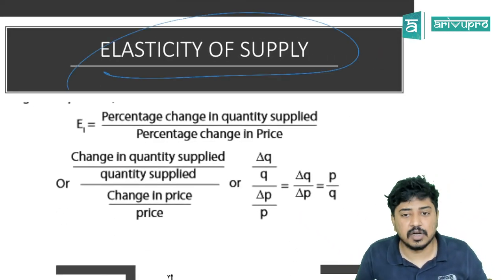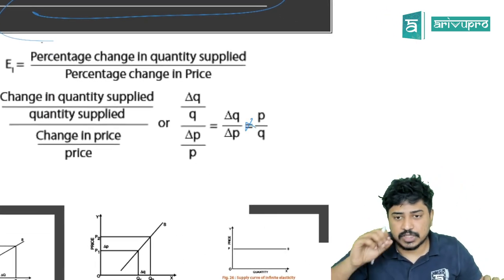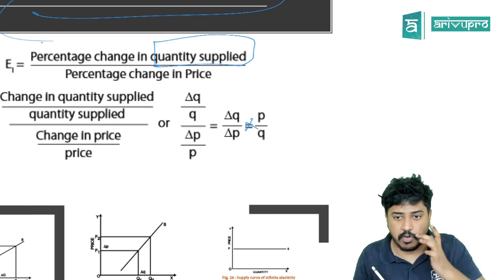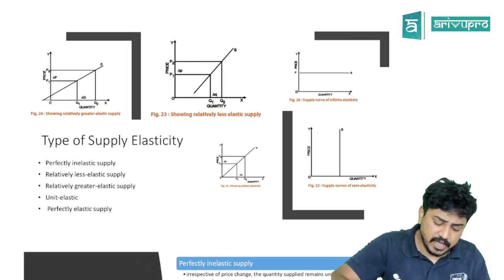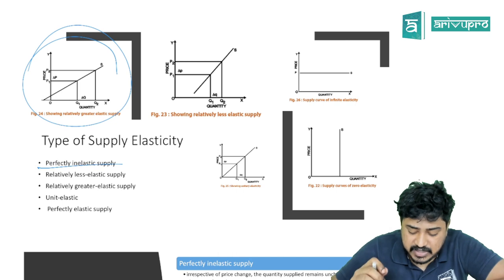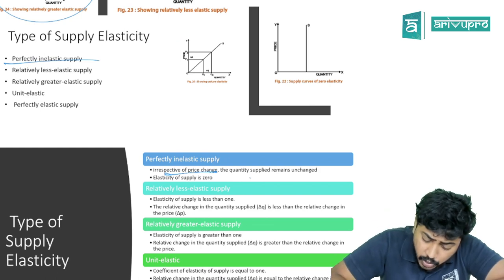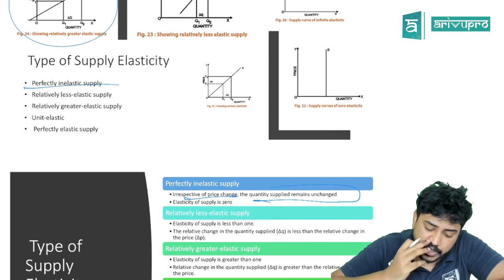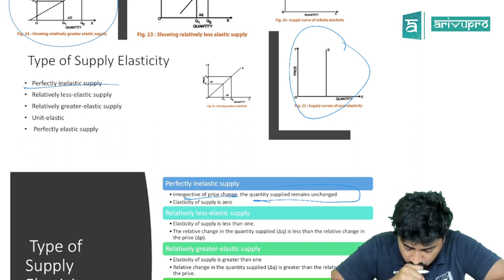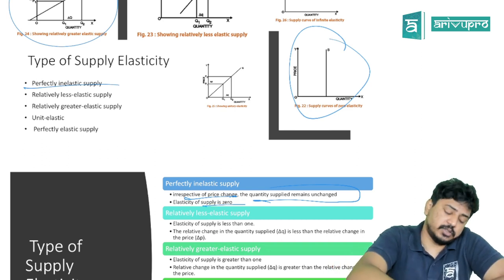Then we saw elasticity of supply. What is elasticity of supply? Delta Q divided by delta P, times P by Q. Same formula only. There's no change in formula. Here, instead of quantity demanded, we write it as quantity supplied. Then the diagrams come as follows. Perfectly inelastic supply. What does perfectly inelastic supply mean? Irrespective of change in price, quantity supplied remains the same. Quantity supplied remains the same means what? Vertical or horizontal? It is vertical. So ES is equal to 0.